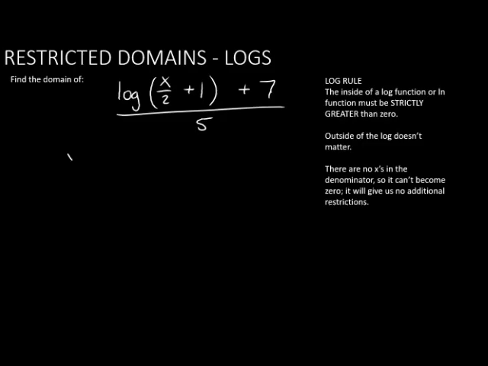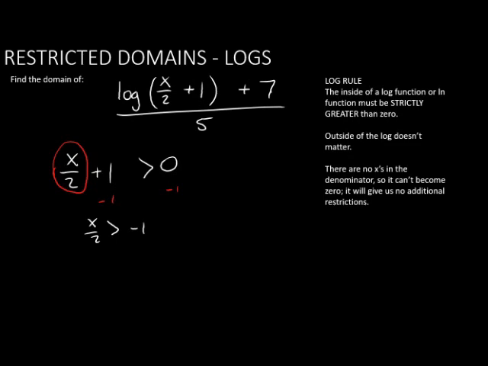We'll begin by saying x divided by 2 plus 1 must be strictly greater than 0. In order to get x by itself, let's at least get the x over 2 by itself first. We'll subtract 1 from both sides. We'll end up with x divided by 2 is greater than negative 1.